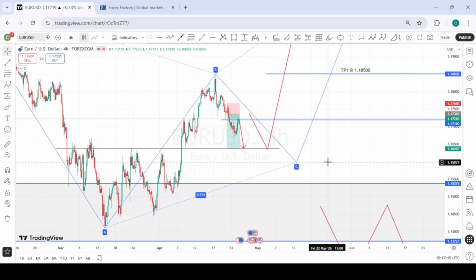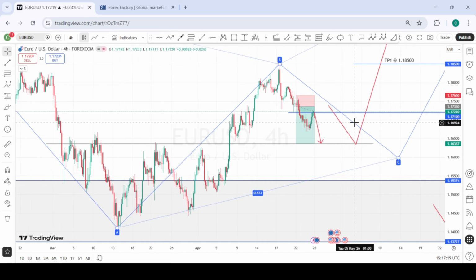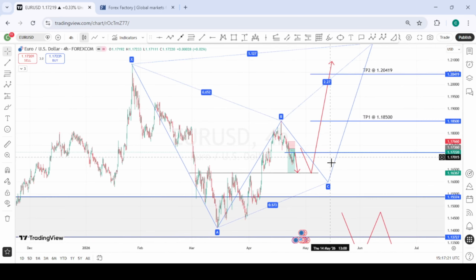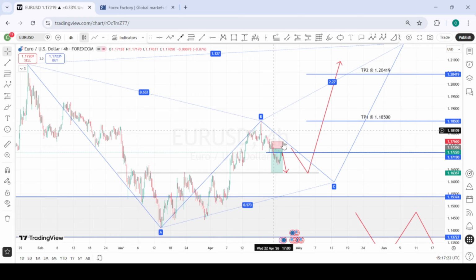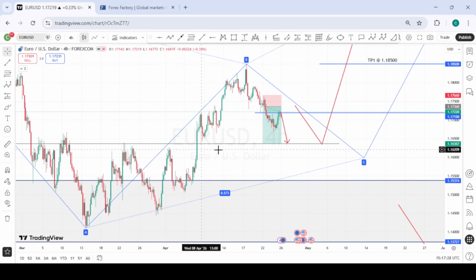This is EURUSD. Last week we were anticipating that price was going to pull back. We were looking out for this potential harmonic pattern formation, and a possible C-leg formation, where we anticipated that price was going to pull back to retest this structure point right here. We got this bearish entry.